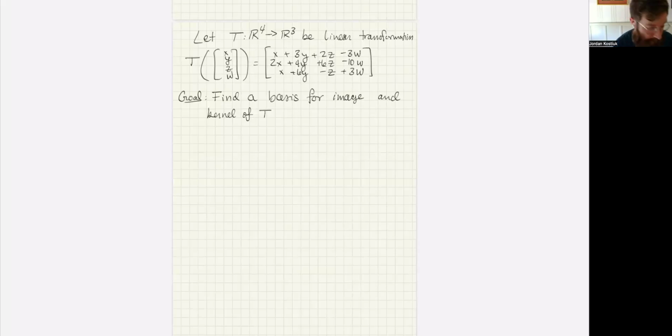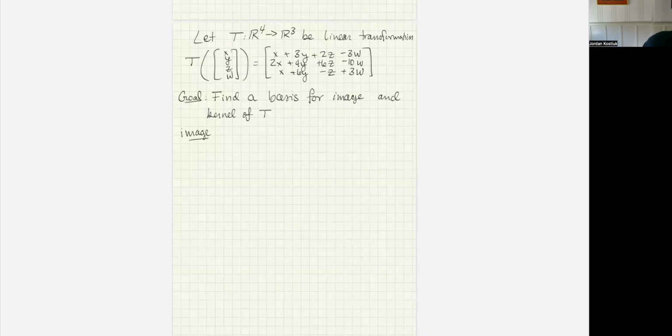All right. So in our last video, we were looking at the linear transformation on the screen, and we found the kernel and the image. So in this video, we're going to use those descriptions to find a basis for both the image and the kernel. So let's get back to it.